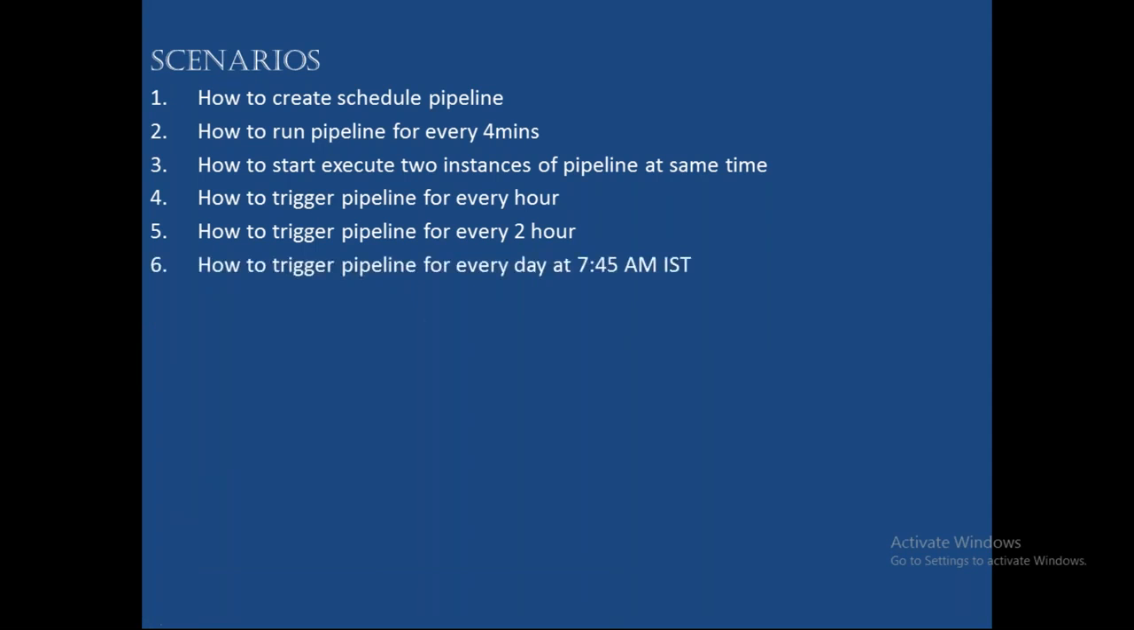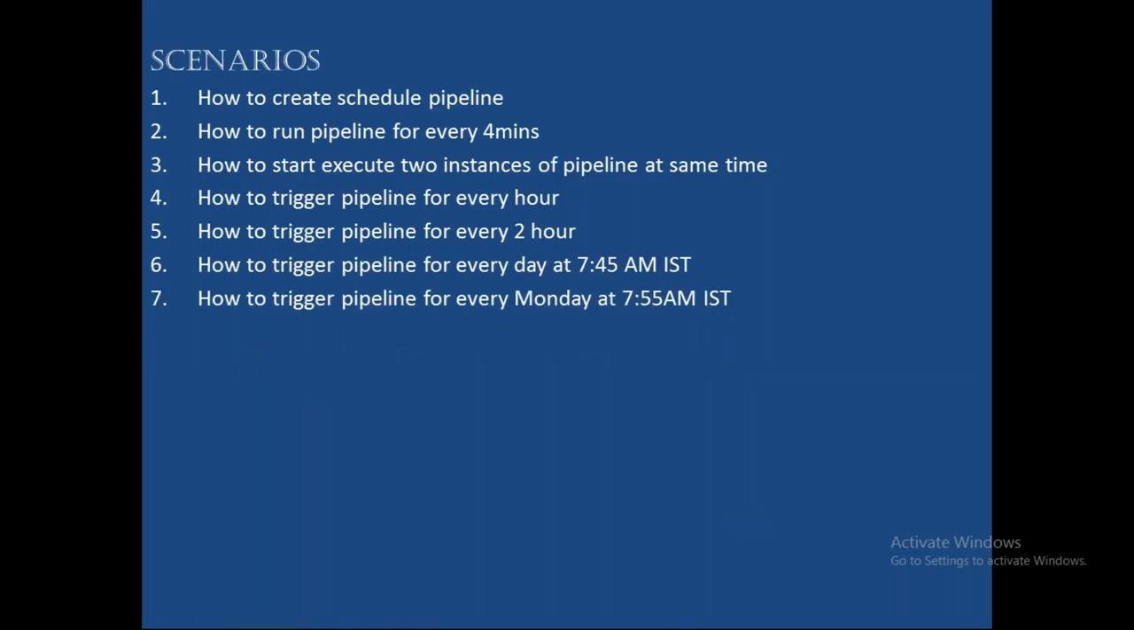Next, how to trigger a pipeline every day at 7:45 a.m. IST. I'm talking about IST, it's not UTC. In the schedule trigger, it is possible to convert the time zone. You can change it to India Standard Time instead of using the default UTC time zone, because in a recent enhancement Microsoft updated the time zone in the schedule trigger, so we can use the IST time zone. What I want to do is trigger a pipeline every day at 7:45 a.m. IST. We can do that, and we are going to see next how to execute it.